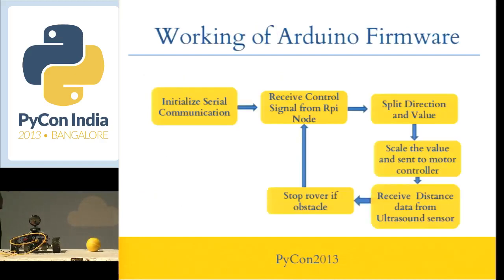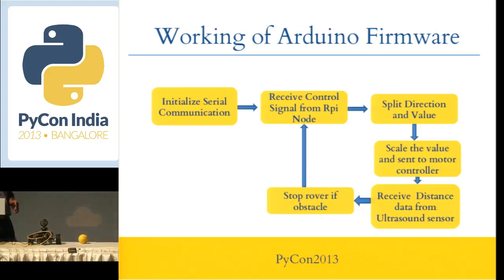Next, I'm explaining how the Arduino firmware works. We are sending the commands from the Raspberry Pi to the Arduino. The Arduino will receive these commands, then process the control signal and split it into the direction value and the offset.